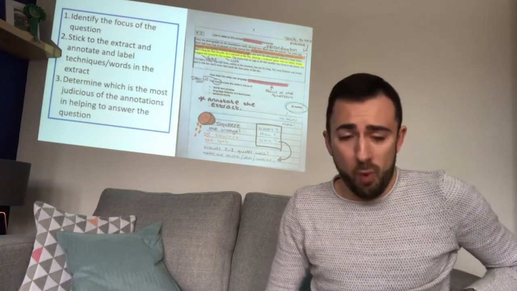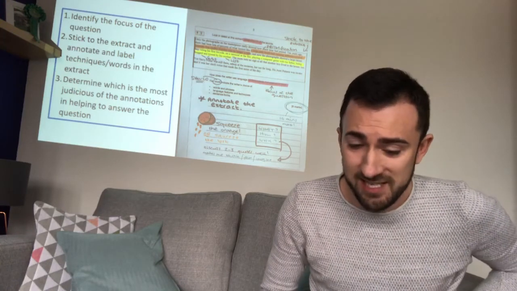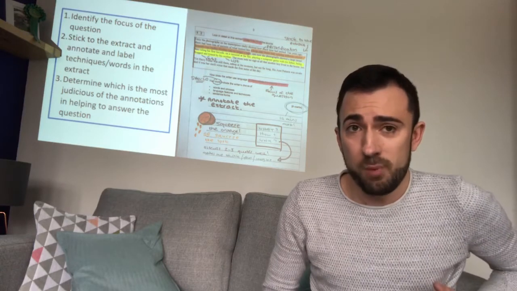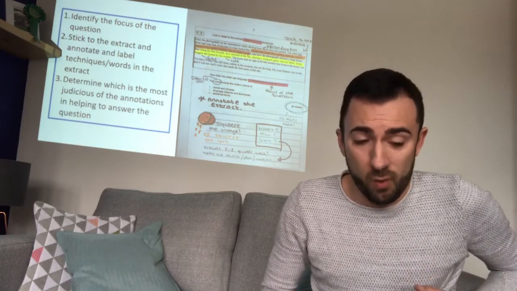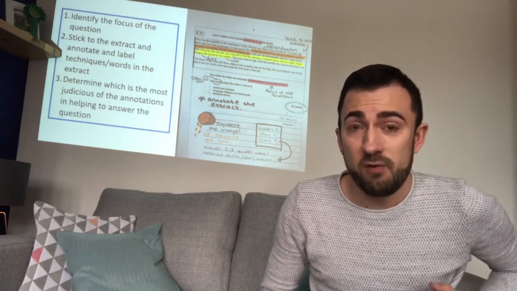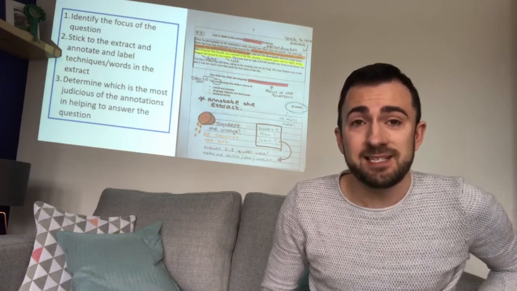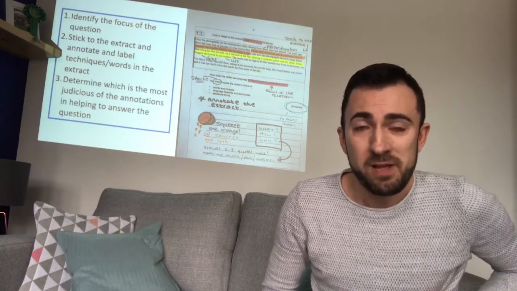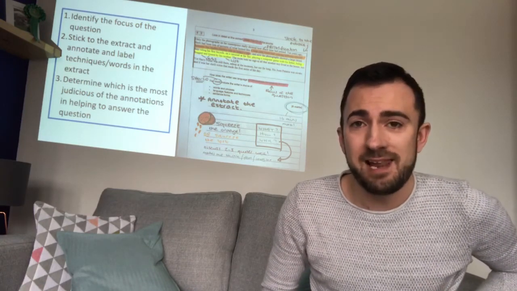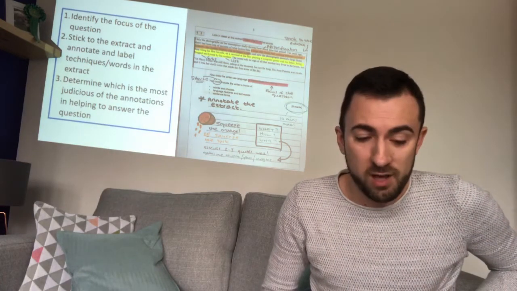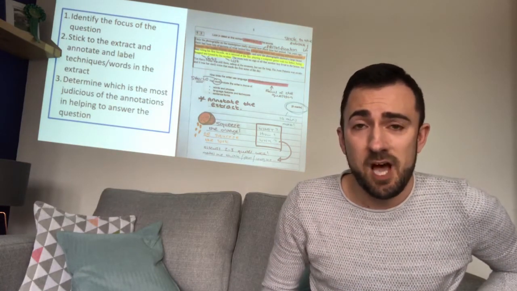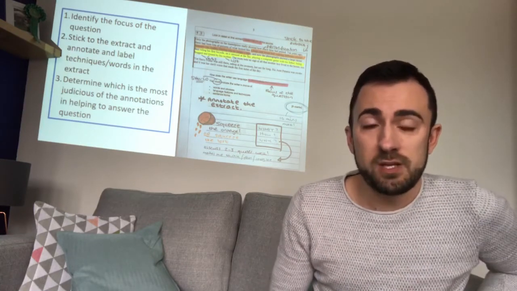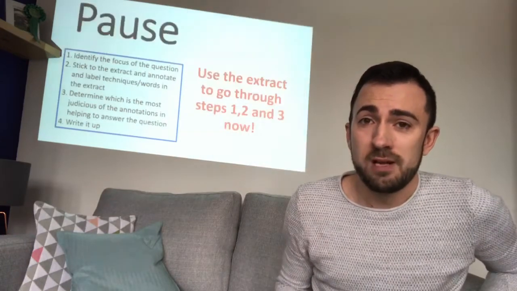So step by step then, number 1, we need to identify the focus of the question. In this case, it's how does the writer use language to demonstrate the passing of time. That's important because we need to stick to the focus of that question all the way through. We need to stick to the extract that we've been given in front of us and highlight any sentences or words or lines that help us to understand the passing of time. And importantly, if we highlight it, we must then label it as well with a technique or a type of word. You then, the third thing, need to determine which of those quotations is the most judicious, which is the best one in helping you to understand the passing of time, because that's the quote that you're going to start with.